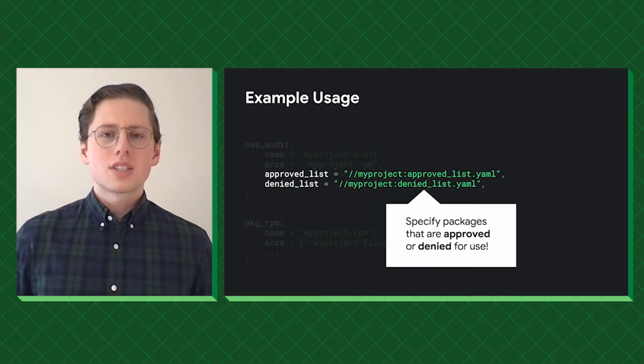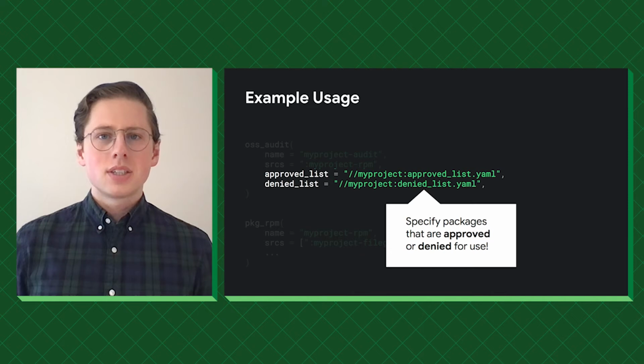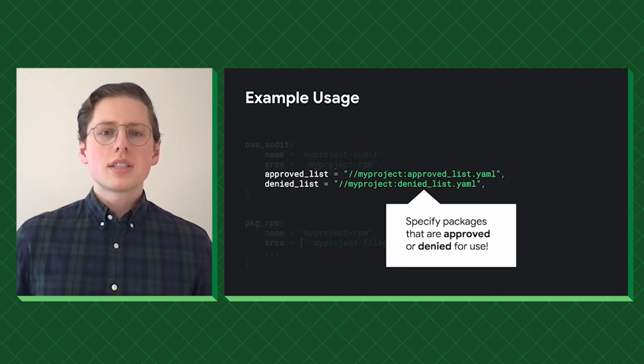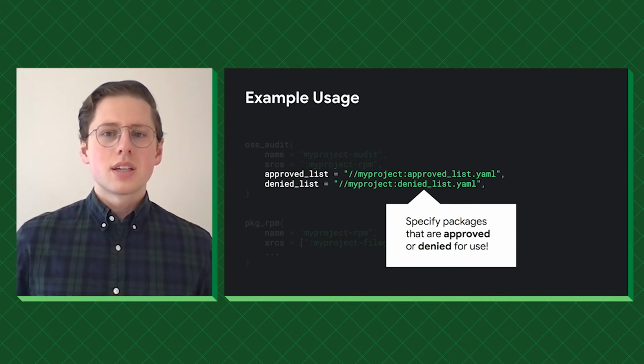The approved and denied lists inform OSS audit about which packages are approved and denied. These lists are used to provide extra data to be included in the bill of materials, such as copyright notices and information about how the package is used.